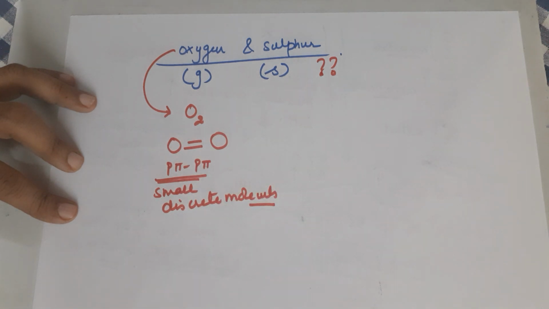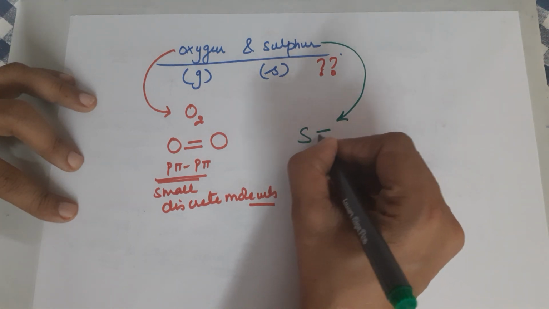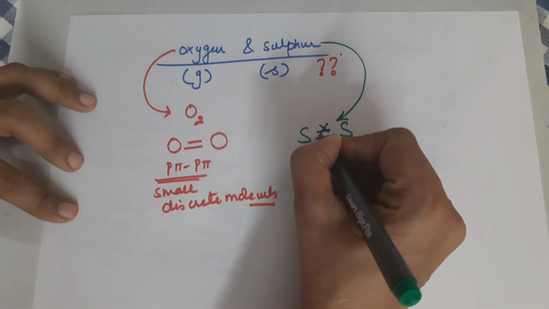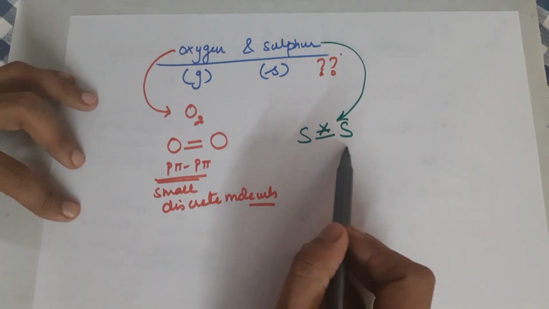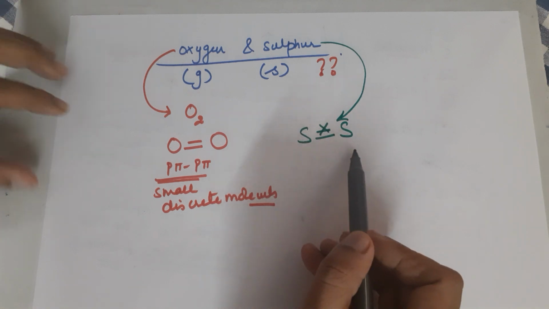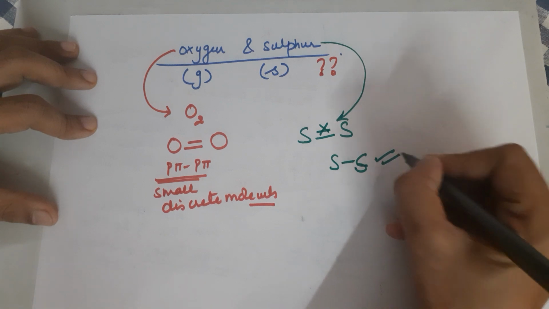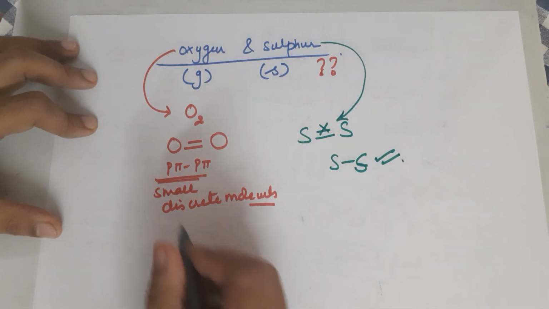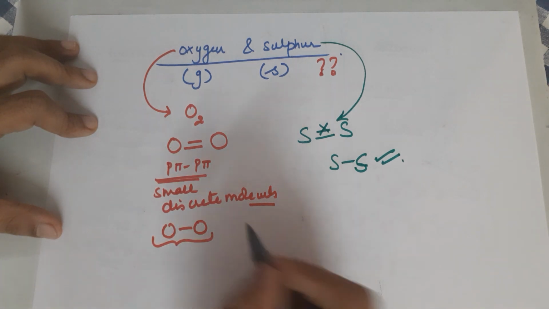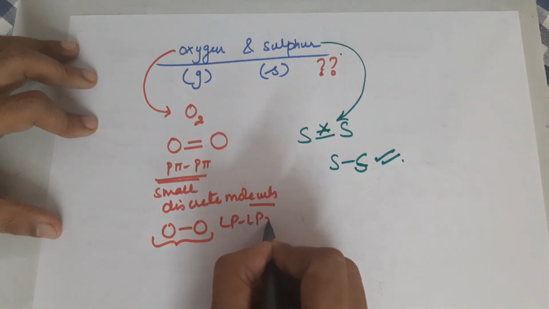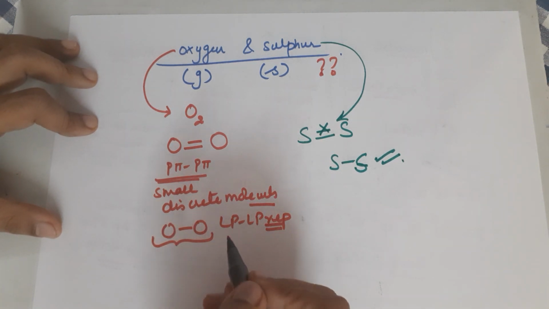Whereas the same thing is not applicable to sulfur. Sulfur does not form the pi bond. The reason is the large size of sulfur does not allow the p-pi overlap to happen. Therefore, sulfur tends to form single bonds. And in the case of oxygen, single bonds are not stable, as already explained to you, due to the lone pair repulsion, which is higher in the case of oxygen owing to its small size.